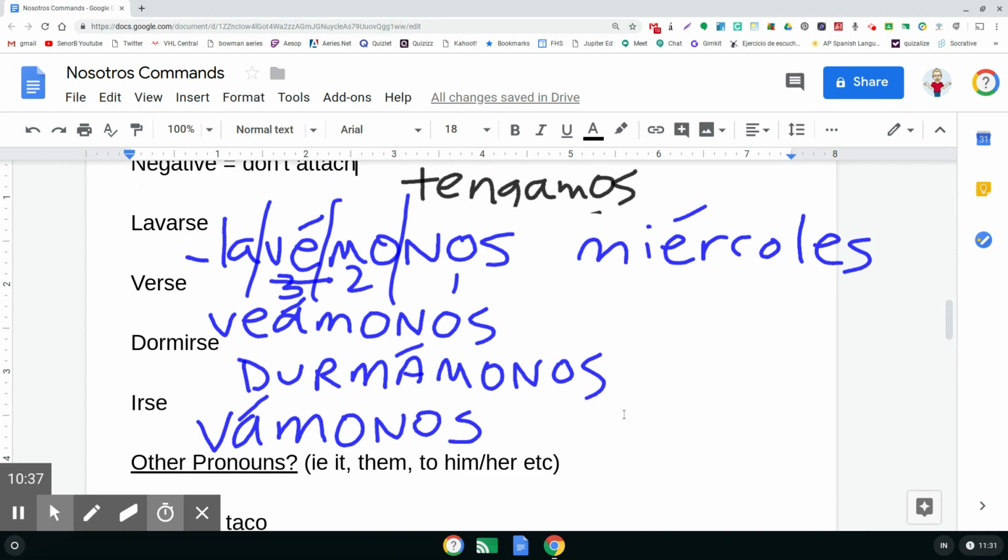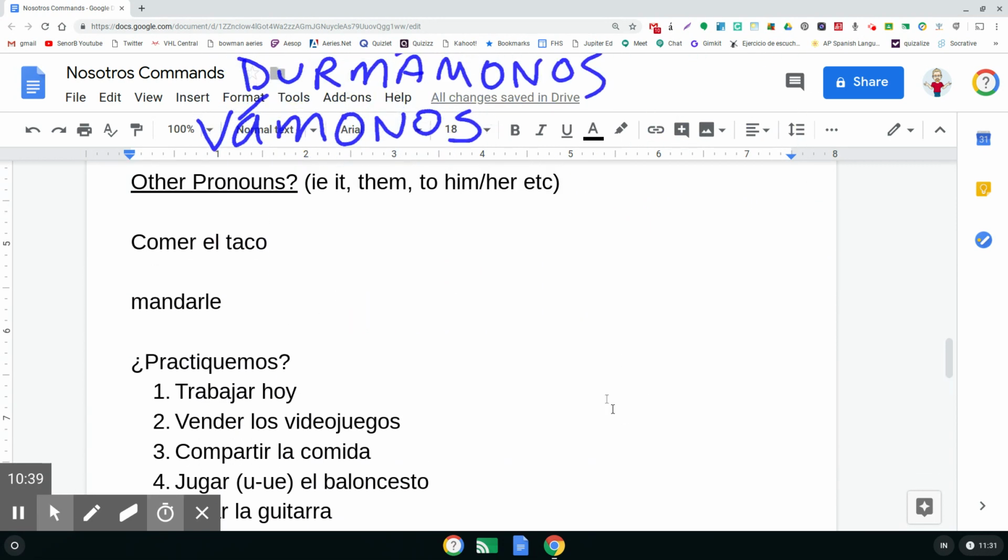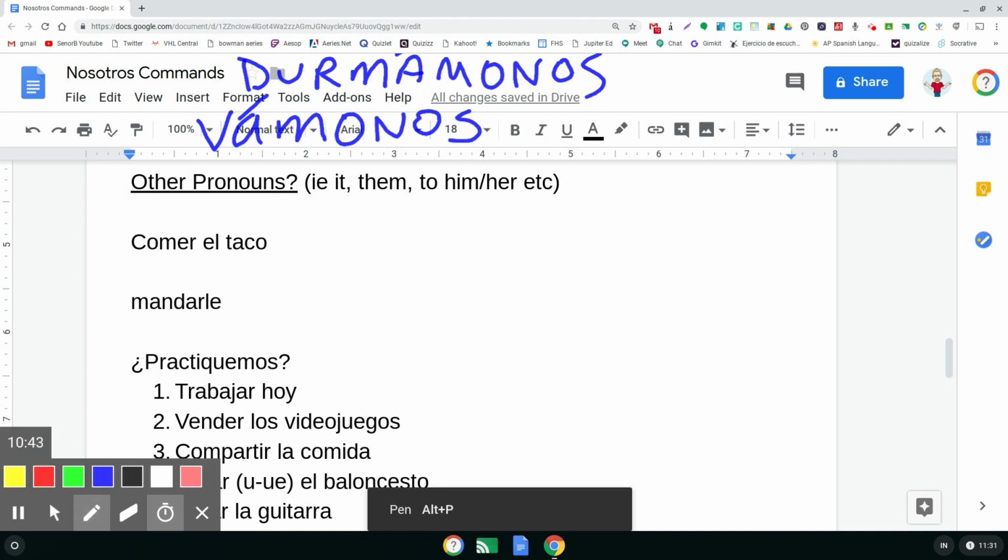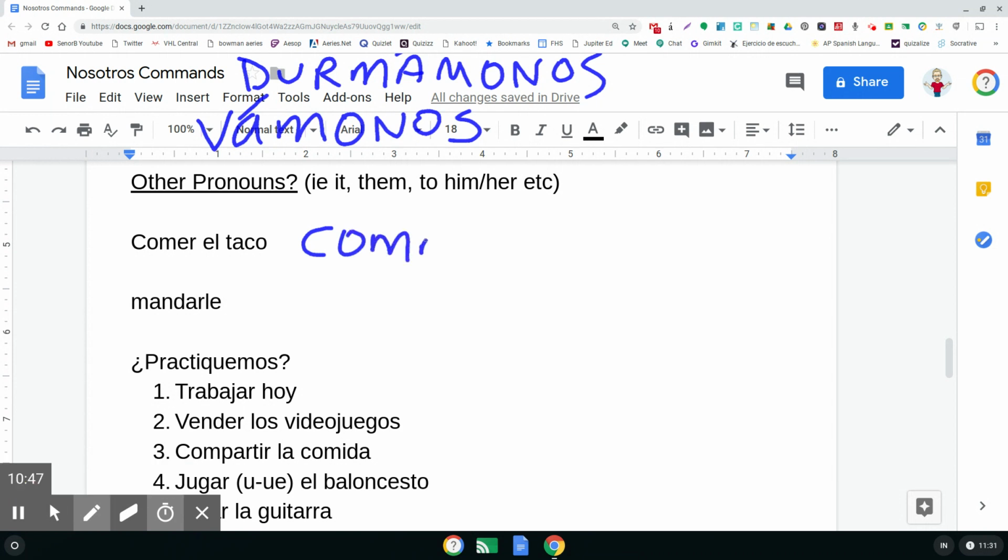Let's go down a little more. So how about other pronouns like the taco? So I want to say, let's eat it. So when you do this kind of stuff, you don't remove that S like you do with the reflexive pronouns, and then the taco can change to lo. So cómamelo... comamos lo would be let's eat it. And then the negative, you just say no lo comamos.